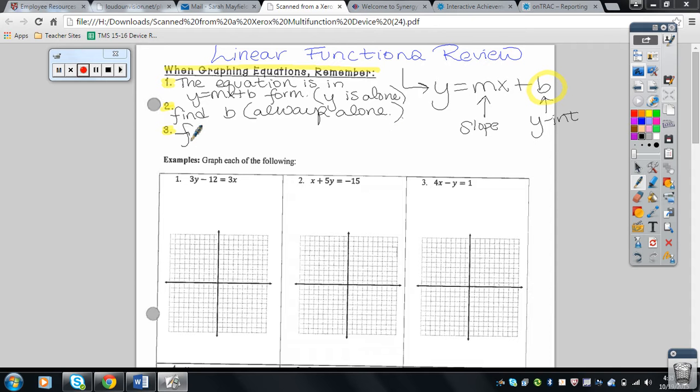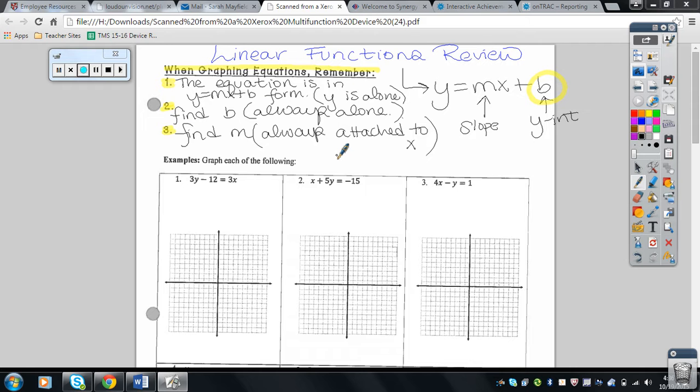Step 3, I'm going to find m. Now notice in y equals mx plus b, m is always next to x, okay? M is the coefficient of x. So how I find m, it's always attached to x, okay? So once you find b and m, you're then going to plot them. You plot b first because we wrote it first. You then apply your slope. How you apply your slope, you do rise over run.